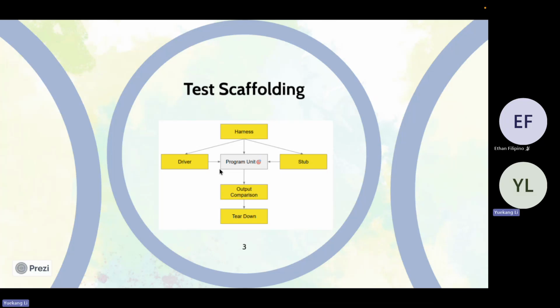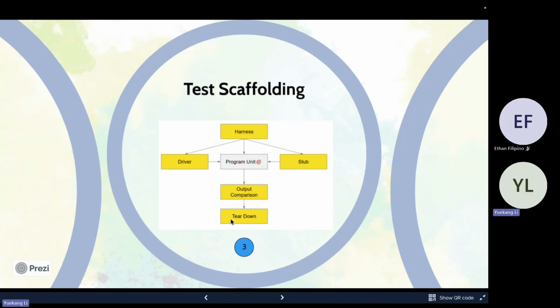And then we learned about test scaffolding, which is related to how we build different tests. This is like a typical template for us to build any unit or integration testing test cases. So given this template, you should be able to apply it. For example, given an actual piece of code, you should be able to identify which part is a driver, which part is a stub, and you should also be able to identify the output comparison and tear down code.